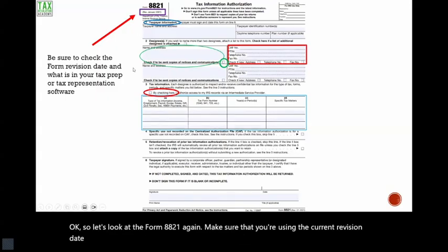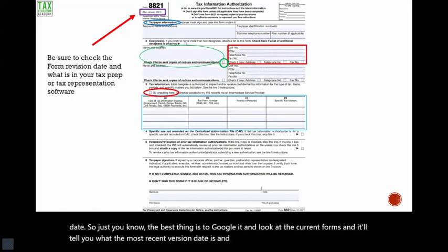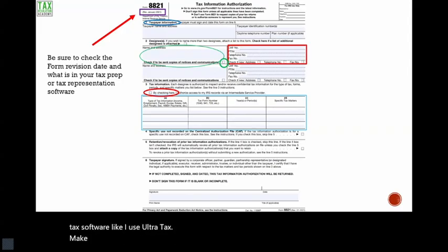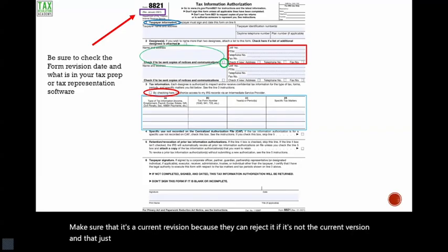The best thing is to Google it and look at the current forms, and it'll tell you what the most recent version date is. And make sure that matches if you use software. So if you prepare it in a resolution software like I use IRS Solutions, or a tax software like I use UltraTax, make sure that it's the current revision, because they can reject it if it's not the current version. And that just makes the case that you're dealing with, the representation, take that much longer.